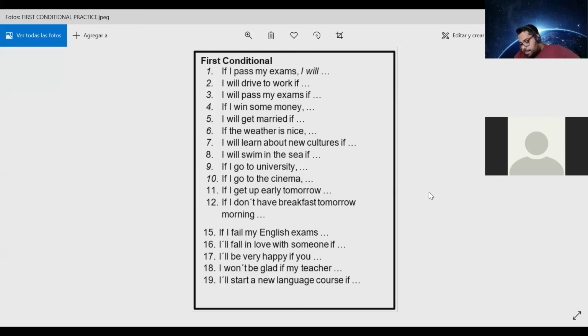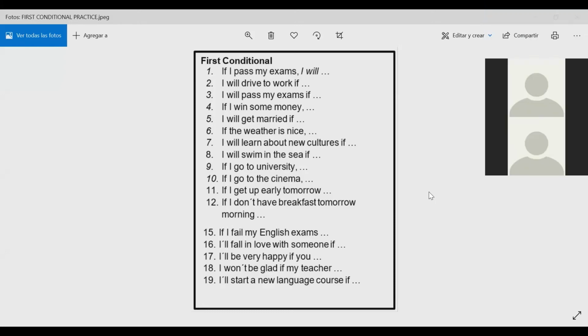Haziel, in your case, what do you have in that one, buddy? Number 1. If I pass my exams, I will buy something. Buy something. Look at that, guys.